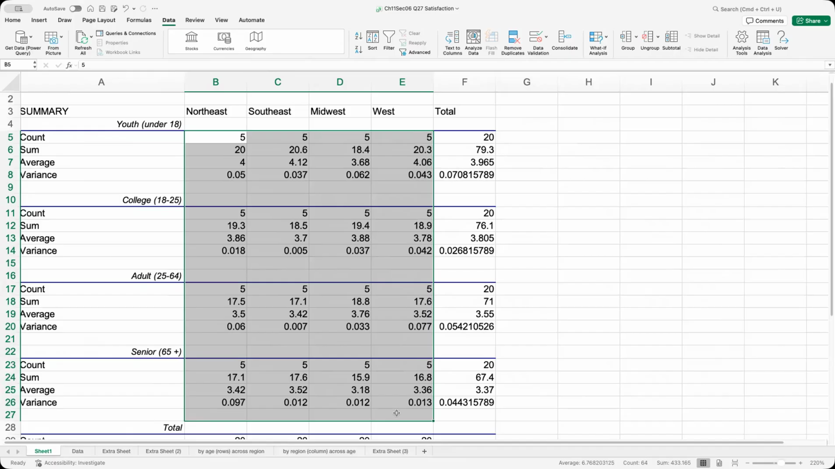Now this is only 16. If I made this a finer mesh, I might be able to look at more regions and more age groups. Maybe I could break this down further.